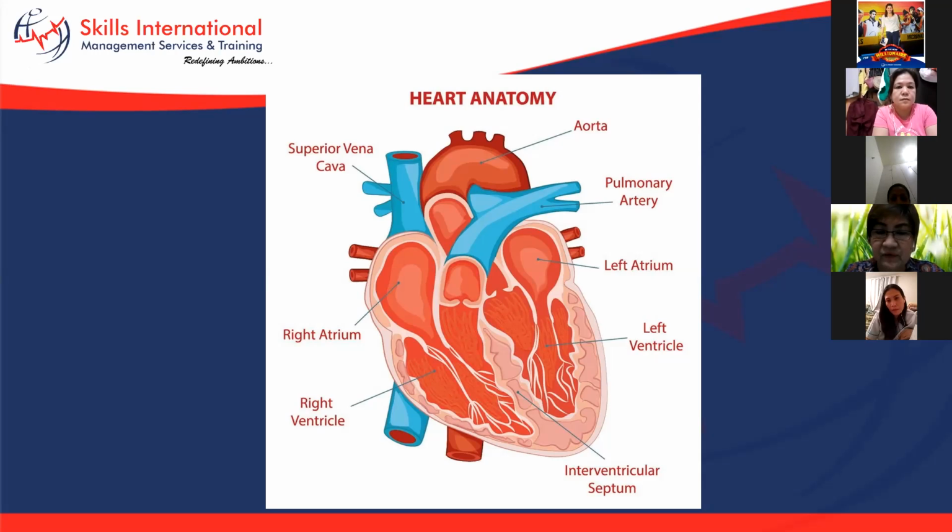We have the left and the right atrium. So actually the heart is divided into 4. In the upper part, we have the right and the left atrium. And down below, we have the left and the right ventricles and the interventricular septum. So this is our heart, and this is the structure of the heart.